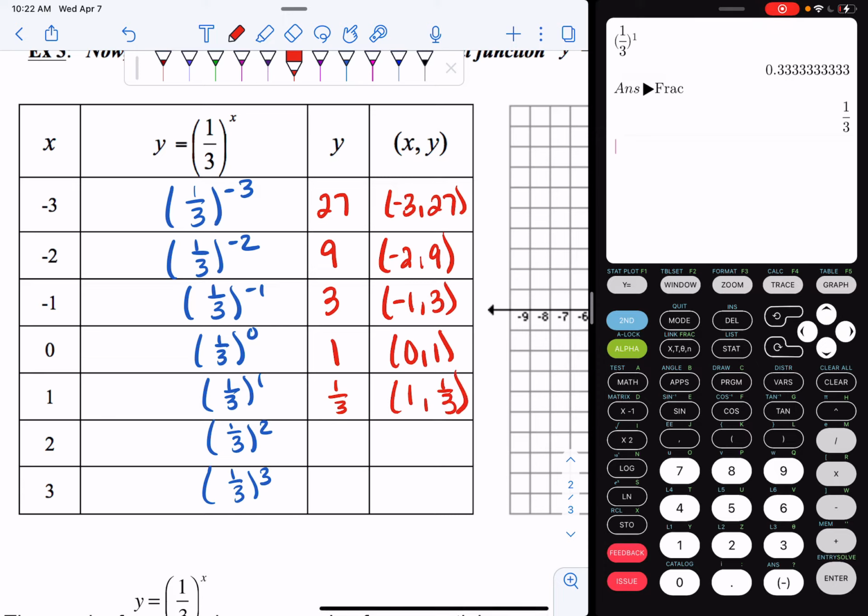When I plug in my 2, I also got a decimal again, so I'm going to do alpha y equal enter, 1/3, and now I'm going to square it.